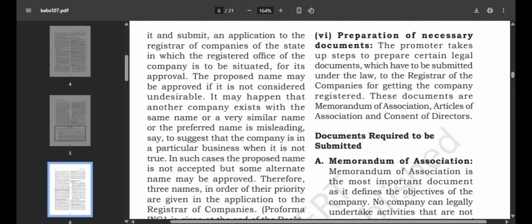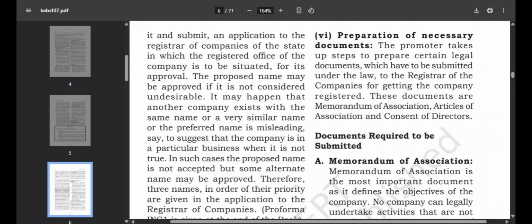Say out of those three names, two were misleading or undesirable, so the one name that was considered desirable is selected. The second option is, if all three are desirable, then your promoter gets to decide what is the most appropriate name for your company. The proposed name may be approved if it is not considered undesirable. So it is not necessary that the name you give is always selected on a first come, first served basis. No, it might get rejected if it is considered undesirable.